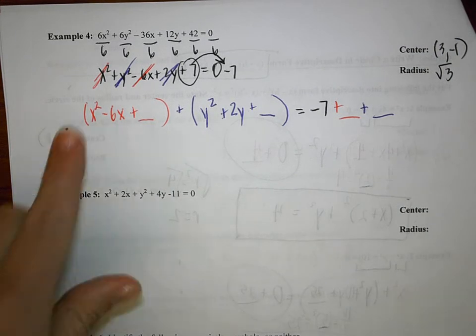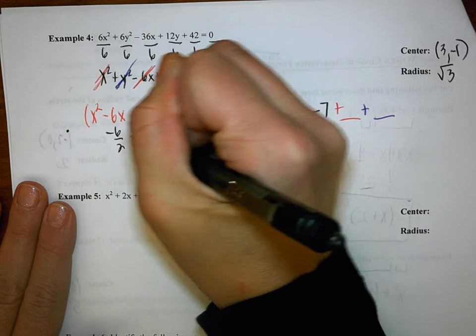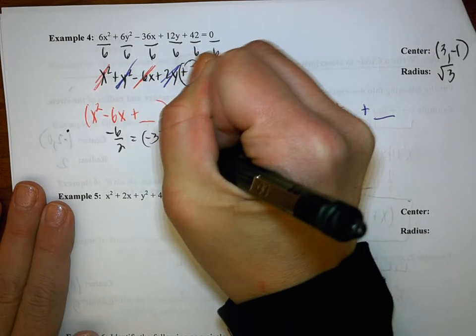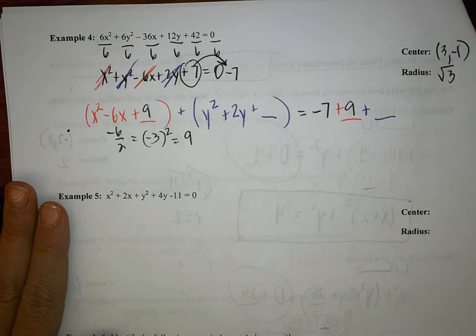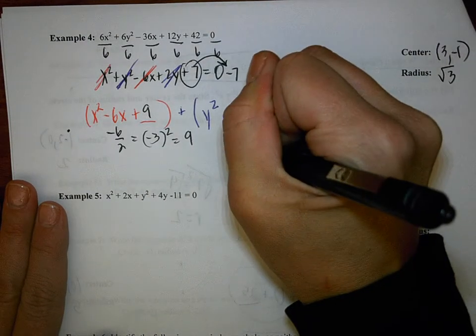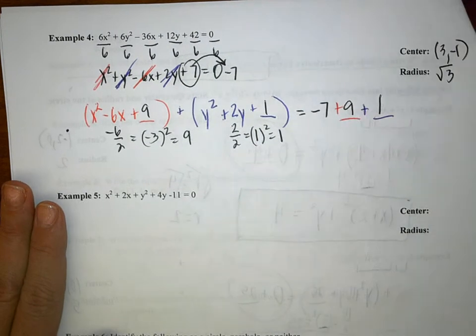Okay, so as I go through here, I'm going to do this kind of quickly. We go -6 divided by 2 equals -3. -3 squared is 9. So 9 is going into each of my red blanks for my x's. Then we take 2 divided by 2, which is 1, and 1 squared is 1. So 1 is going into each of my purple blanks.